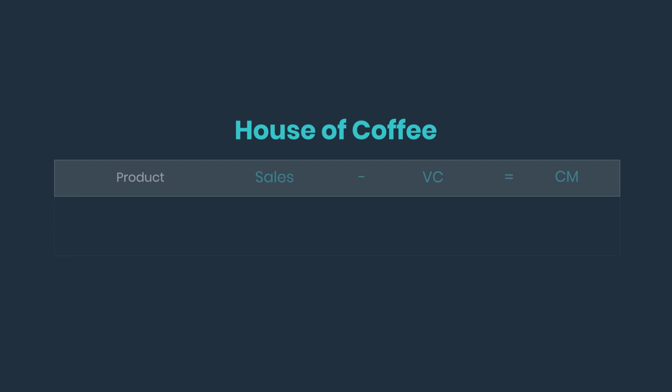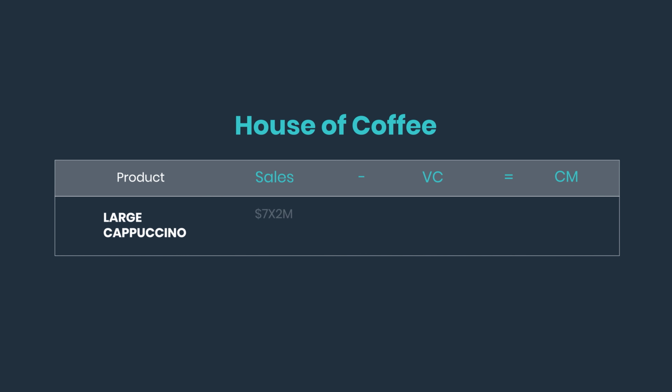Let's start by using the first formula to find the total contribution margin for the well-known House of Coffee products. First, we need to calculate each product's contribution margin, and then we'll add all three products' contribution margins at 2 million units sold. We'll do that to get House of Coffee's total contribution margin. As a reminder, for calculating the contribution margin, let's walk through the large cappuccino numbers first. If 2 million large cappuccinos were sold at $7 each, the total sales revenue, or sales price per unit times number of units sold, is $14 million.